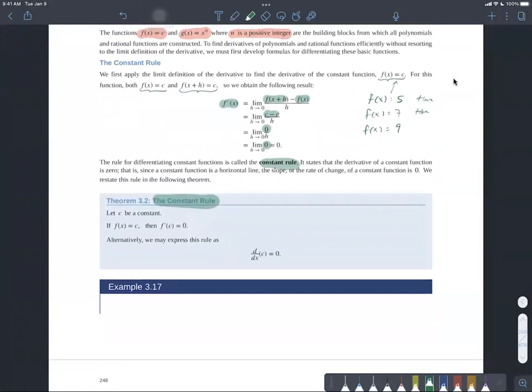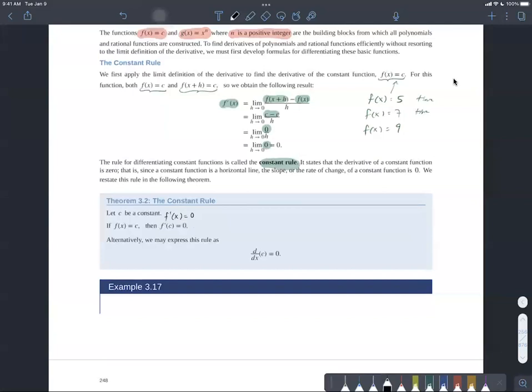So theorem 3.2, let c be any constant. If f of x equals c, then f prime of c equals 0. And actually, that's a typo there. It should say then f prime of x equals 0. Okay, so that's now specifically f prime of c is also 0, but the statement in black above is better because it says that the derivative at any x value is equal to 0.